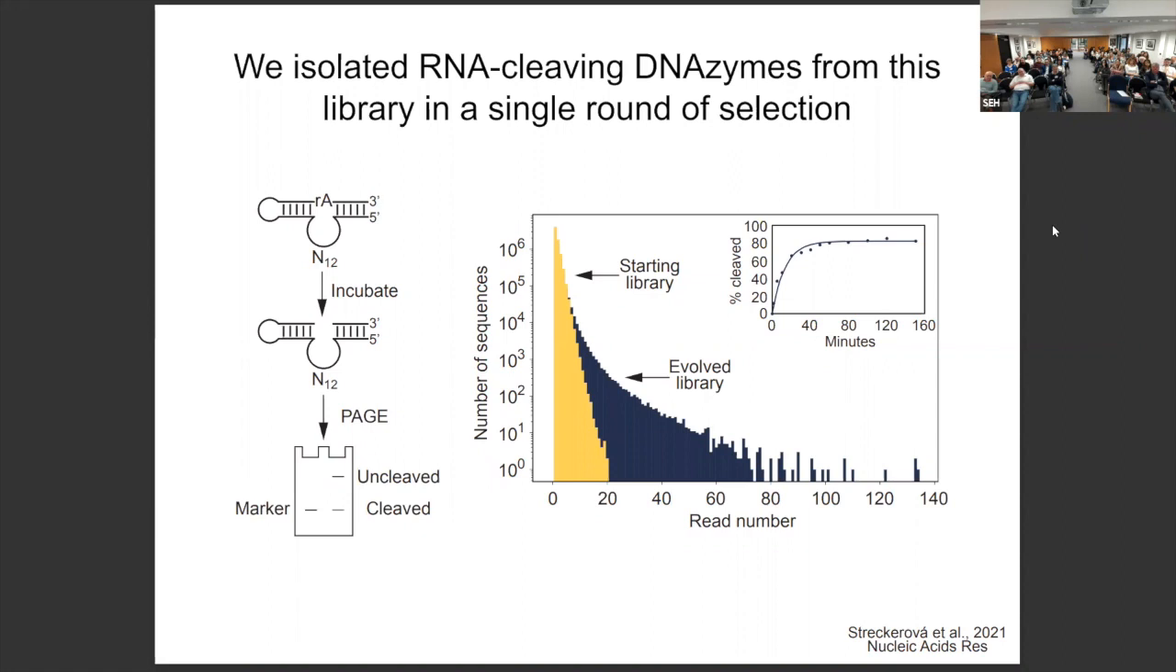So you can see that many sequences were enriched in this single round of selection. More importantly, some of these enriched sequences were also catalytically active. So this time course in the inset shows the RNA cleavage reaction catalyzed by one of these deoxyribozymes. So this showed that under certain conditions, you can identify simple catalytic nucleic acids in a single selection.